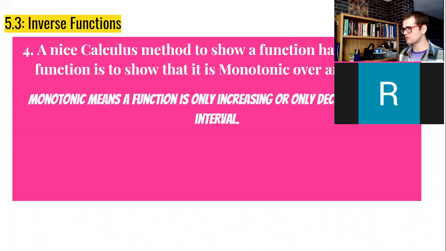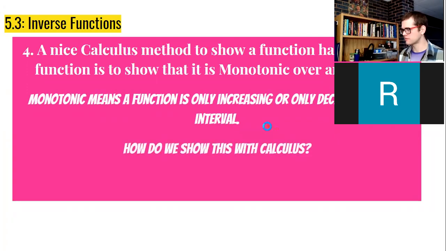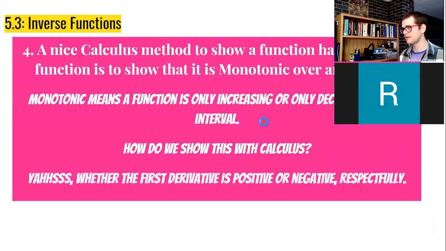If it's only increasing or only decreasing, that sounds like calculus stuff that we've been doing for a while. How do we show that with calculus? Whether the first derivative is positive or negative, respectively. So the idea is to show something's monotonic, we just have to show that over an interval, the derivative doesn't change sign. That's it. Show it's positive, show it's negative, doesn't matter. As long as it doesn't change sign, we're good to go. So that's the big thing that you need to remember and do with this.